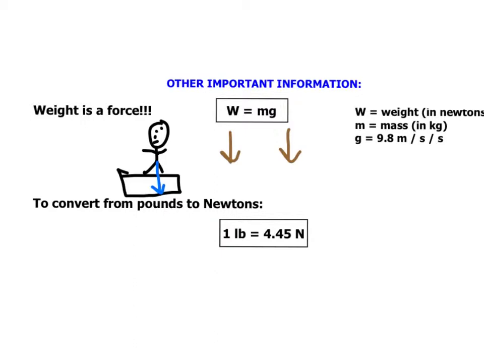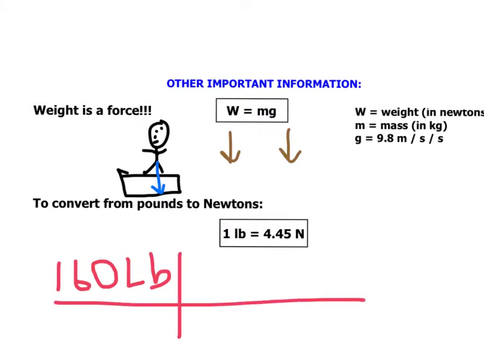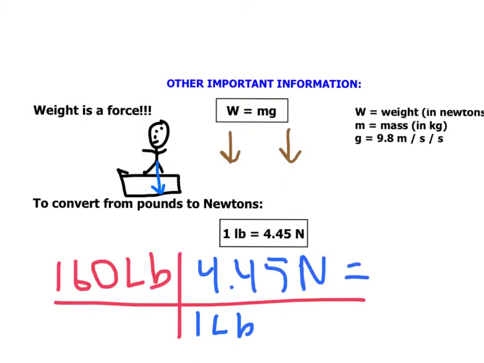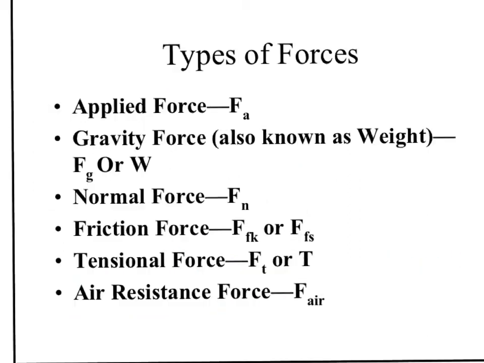So then let's say you weigh 160 pounds. You can just use dimensional analysis. 1 pound is equal to 4.45 newtons. You would multiply the two to get your weight in newtons. And when you multiply, you get 712 newtons.